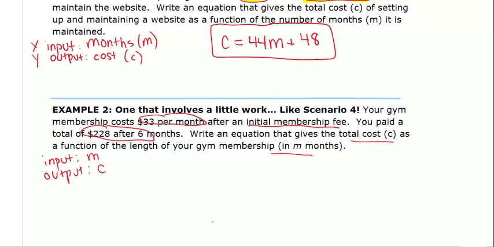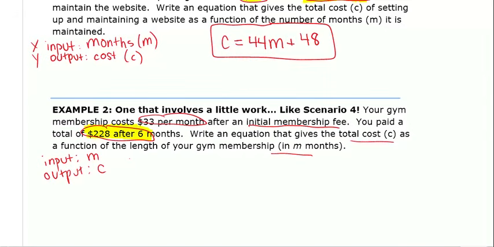Okay, so now we need another ordered pair. That's how we solve these questions. We had an m, we had an x, and we had a y, and we plugged them in, and we figured out the b. So we need an ordered pair. And it comes from this $228 for 6 months.